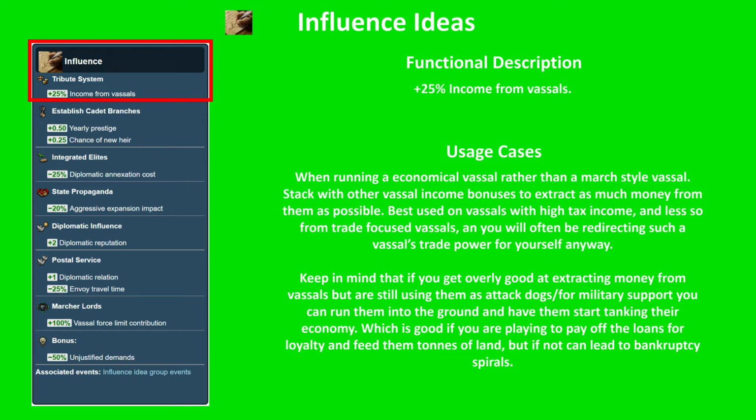Yeah, so you probably don't want to be using it so much on a trade-focused vassal, although you'll probably be directing that vassal's trade to you anyway if it's an economical vassal. Keep in mind that if you get too good at extracting money from your vassals, but you're still using them militarily, you can run them into the ground economically, and then they start taking out loans. This can actually be a useful thing if you want to pay down the loans to keep them loyal, feed them tons of land so they grow, but they're still loyal because of the loans you paid off. But the other side of that coin is that it can lead them to bankruptcy spirals if you aren't paying attention. And that's just a pain in the ass, because then they get extra rebels and you have to deal with their rebels, and ugh.